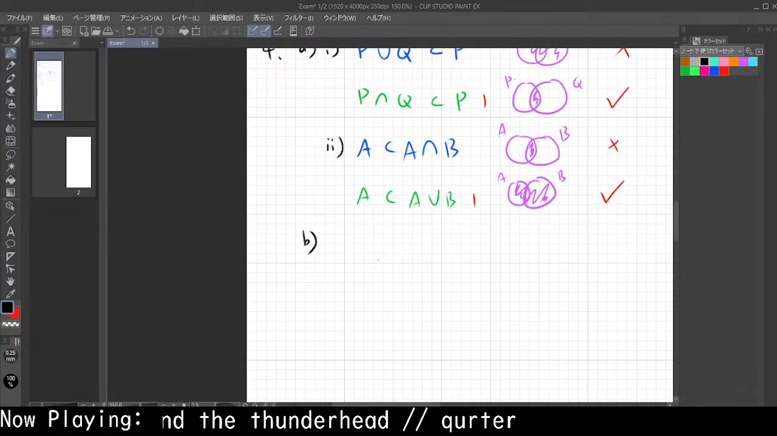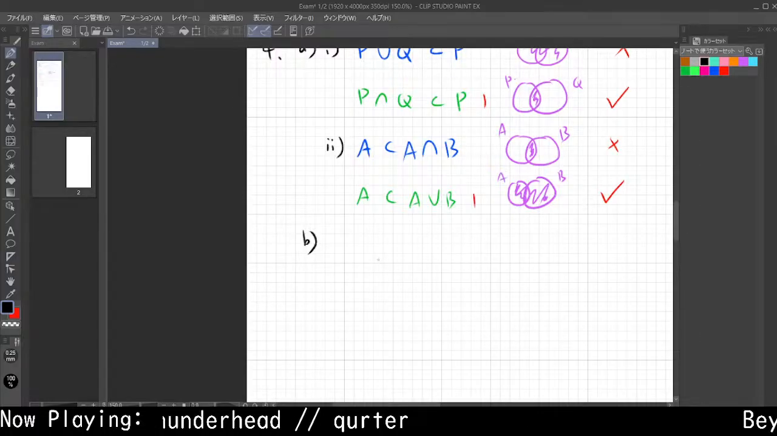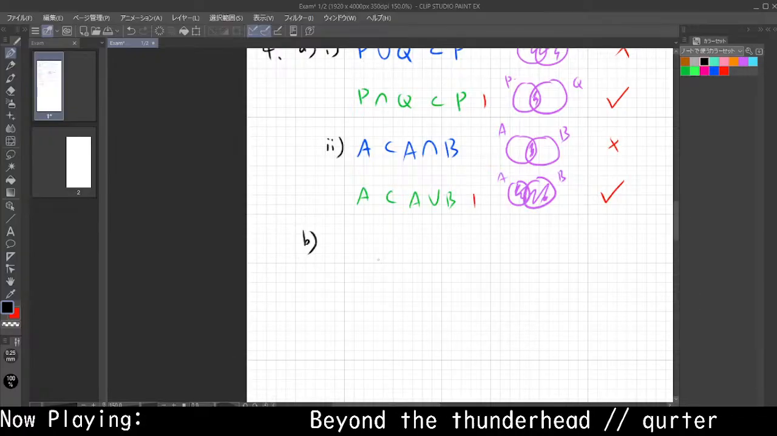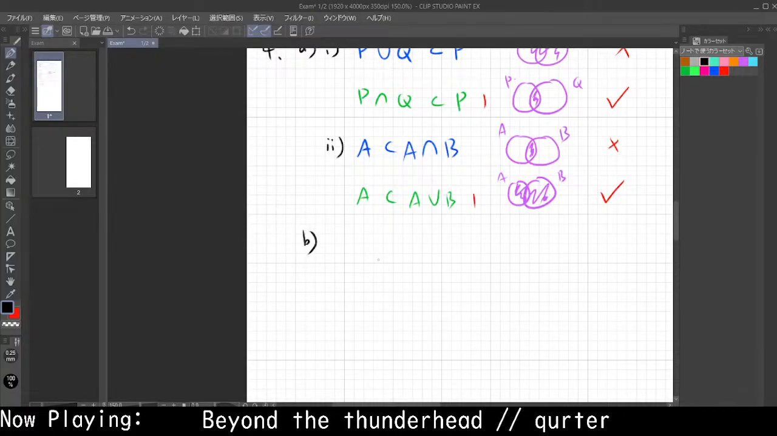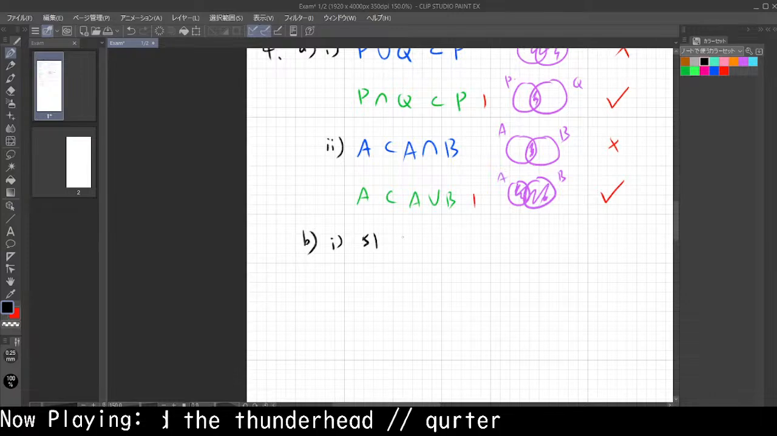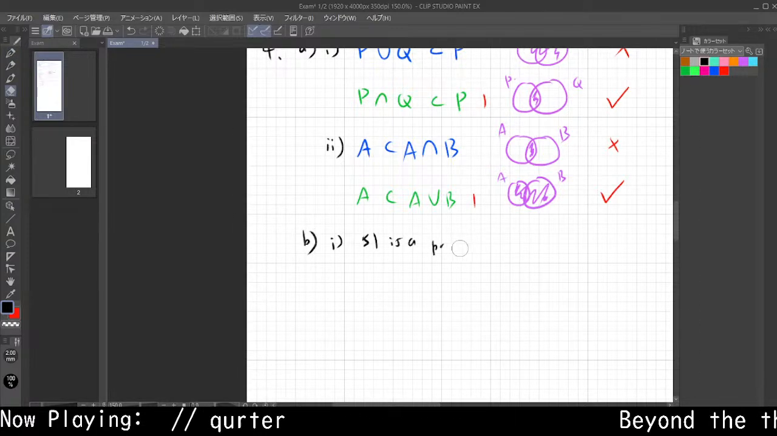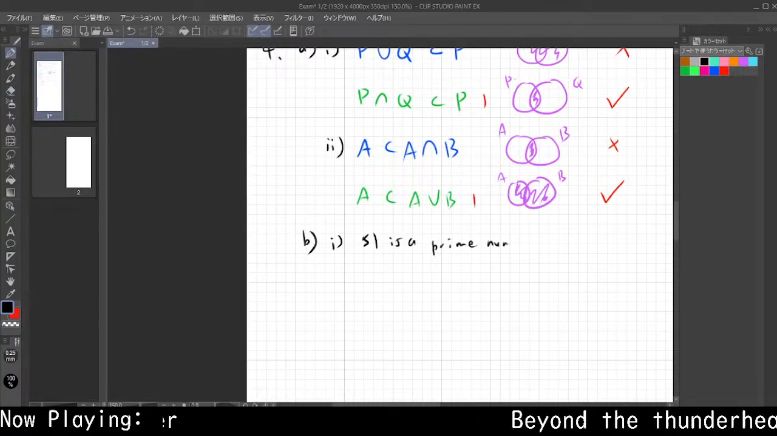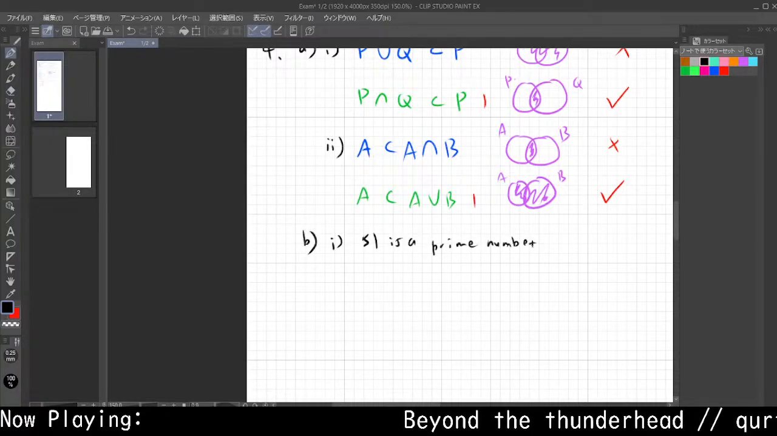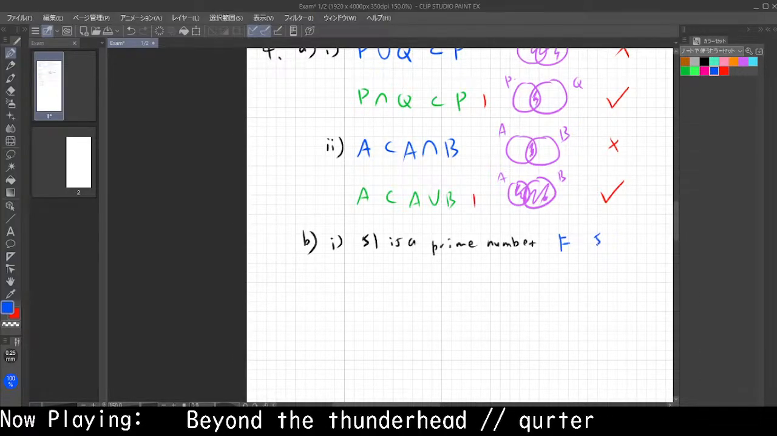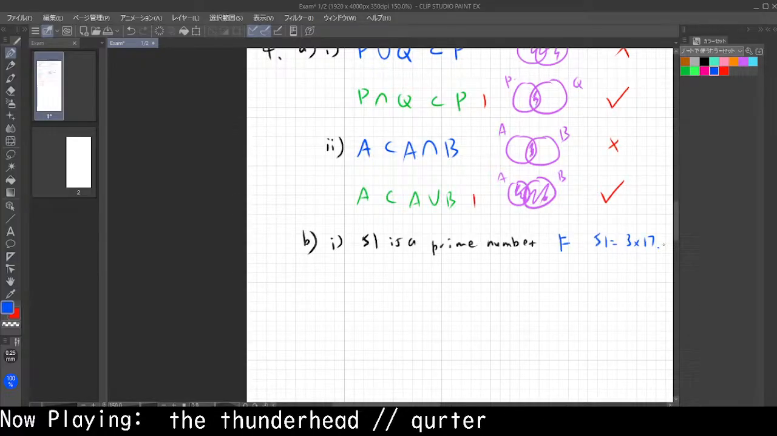Next, combine the following two statements to form a true statement. In this case, a lot of you used if-then because I believe most of you have forgotten that you can use and/or to form statements. The first statement says 51 is a prime number, which is false. You want to first see the truth values of your statements. This is false because 51 is equal to 3 times 17.